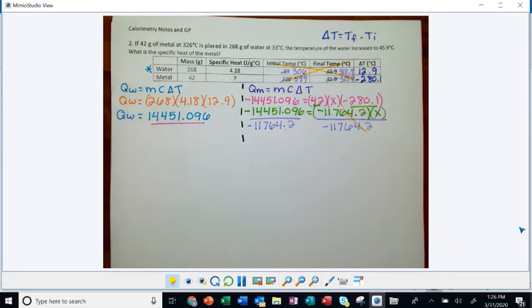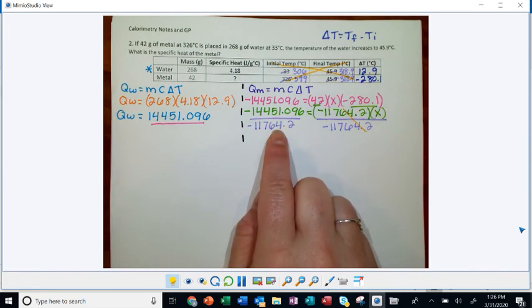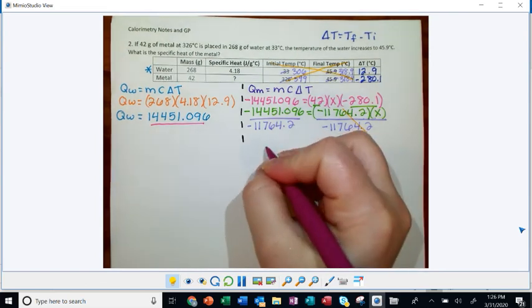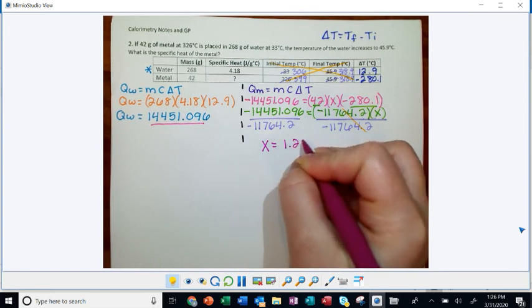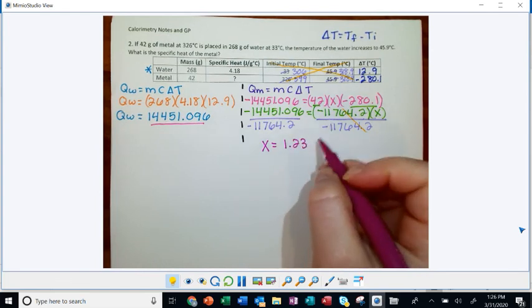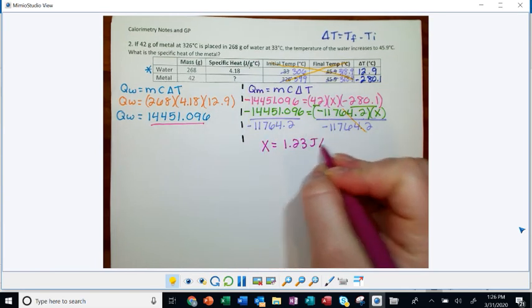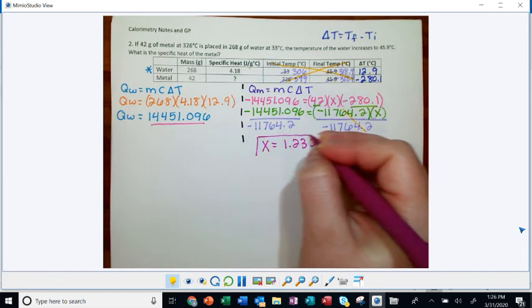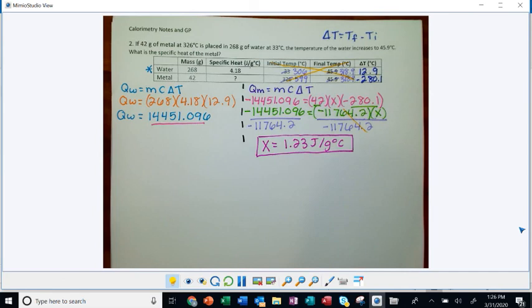You are then going to plug this into the calculator. The top number divided by the bottom number. Remember, the top goes in the calculator first. You plug that all in and you get x equals 1.23, and it's the specific heat, right? So here's your units. Joules per gram degrees Celsius. Again, when you're doing your independent practice, do not enter in the units. Okay?